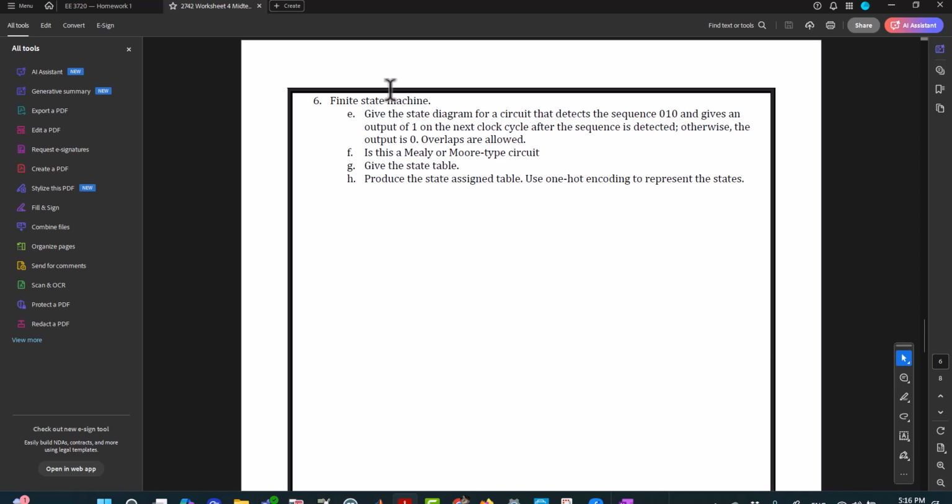Have y'all talked about Mealy and Moore yet? No. Okay. So you can skip anything where it says if it's a Mealy circuit or a Moore circuit.